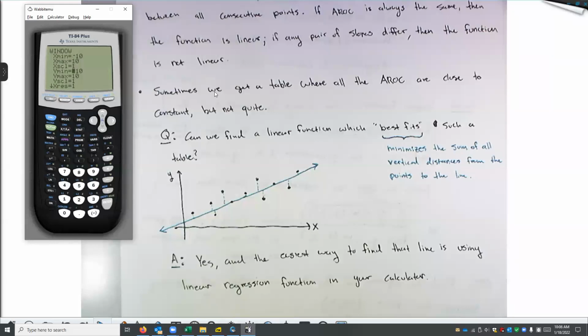And then the same thing for Y's: Y min, Y max, Y scale. That's the smallest Y value, or how far down you go on the graph. Y max is how far up you go on the graph, and the Y scale is 1. The -10 to 10 with scale set at 1, I'll call the standard viewing window. There are some other options in here. You don't need to worry about those.